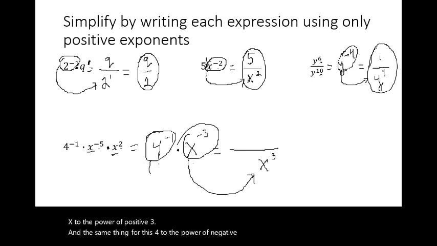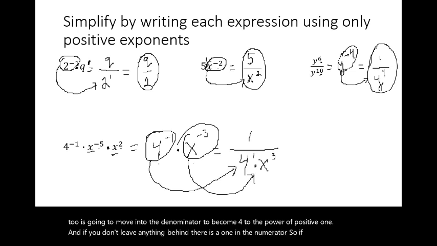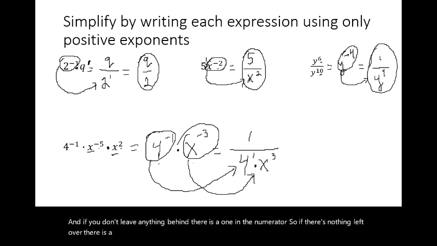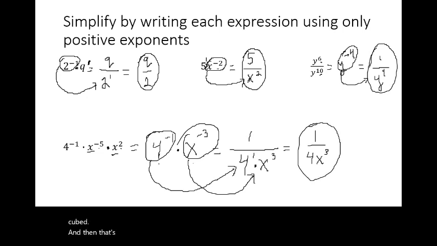And the same thing for this 4 to the power of negative 1. Since this has a negative exponent, it too is going to move into the denominator to become 4 to the power of positive 1. And if you don't leave anything behind, there is a 1 in the numerator. So if there's nothing left over, there is a 1 in the numerator. And then just real quick, 4 to the power 1 is itself, so you can just write this as 1 over 4x cubed. And then that's a nice, clean, condensed final answer.